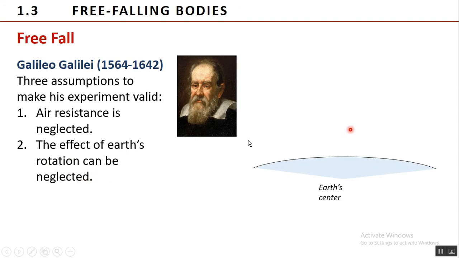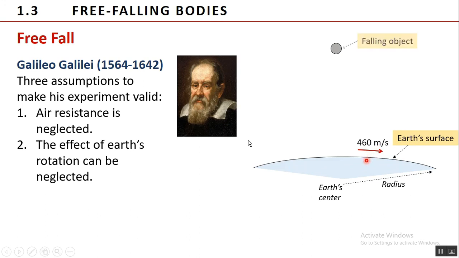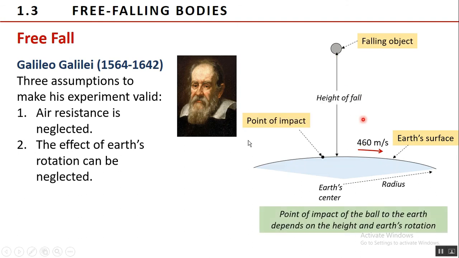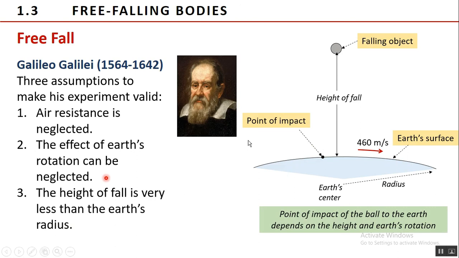Imagine this is the Earth's center, which has a radius distance from the surface. At a location near the equator, the Earth's surface is moving at a linear speed of around 460 meters per second. If we released a ball at a certain height h, its point of impact will be affected somehow by the Earth's rotation. Here, we will neglect that effect. Lastly, number 3. The height of fall is very small compared to the Earth's radius since the gravitational attraction decreases with elevation. We will take a look in more detail at the effects of variation of gravity later.